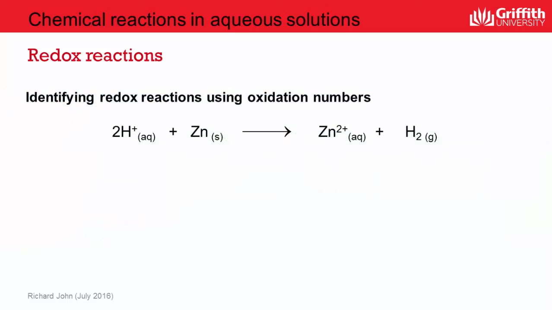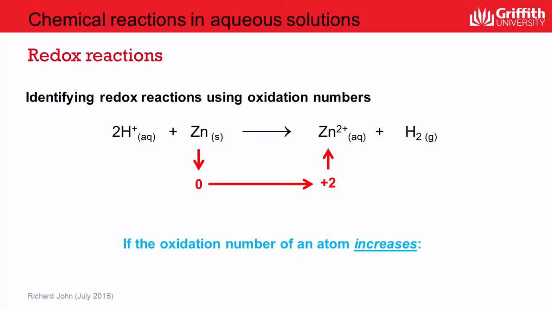So let's go back to our equation here. We can see that zinc is in the form of elemental zinc. All elements have an oxidation number of 0. Zinc 2+ is a monatomic ion. There's only one atom in that ion, and the charge on that ion is 2+. So the oxidation state, or the oxidation number, for zinc 2+ is +2.